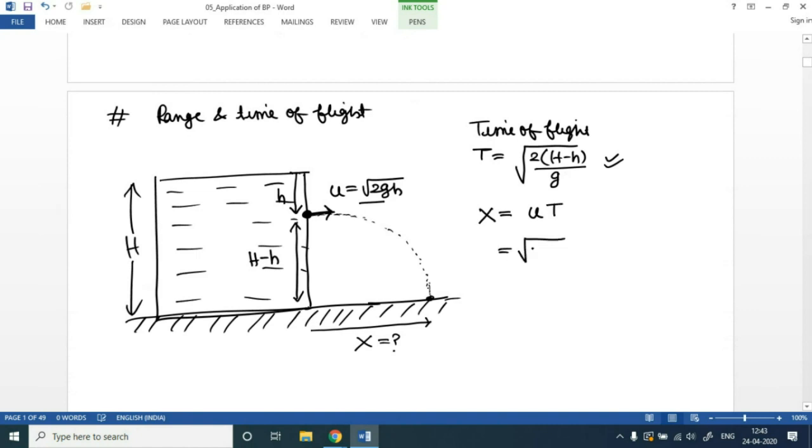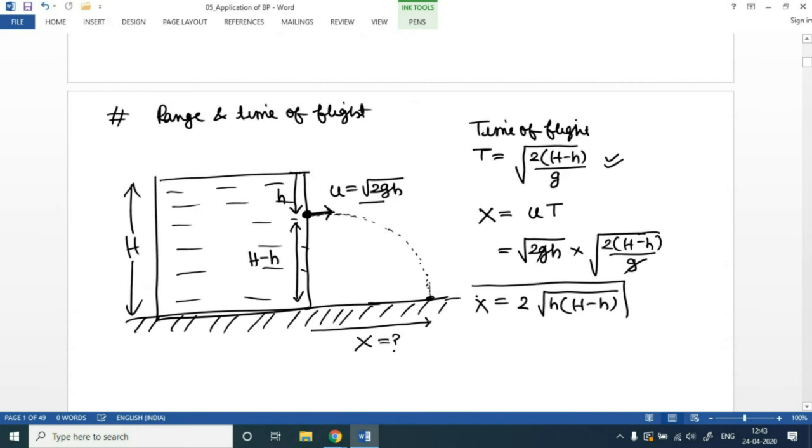So that would be root 2gh multiplied with 2 times capital H minus h by g under the root. Okay, so g is obviously going to get cancelled over here, and you will be left with this quantity. Here, this is the horizontal range. We want to investigate this equation further. You must realize this horizontal range is a function of small h.